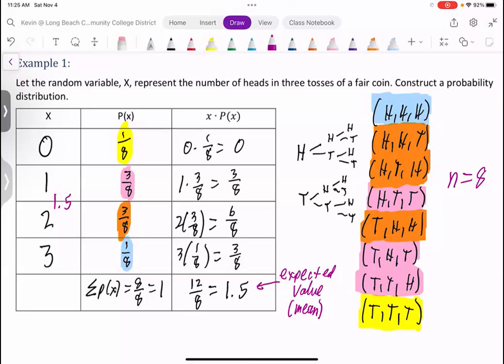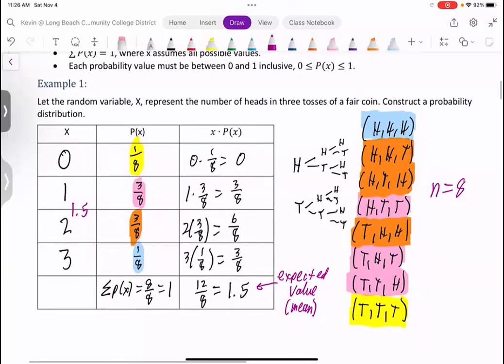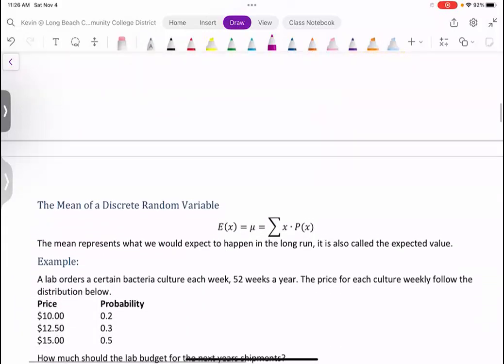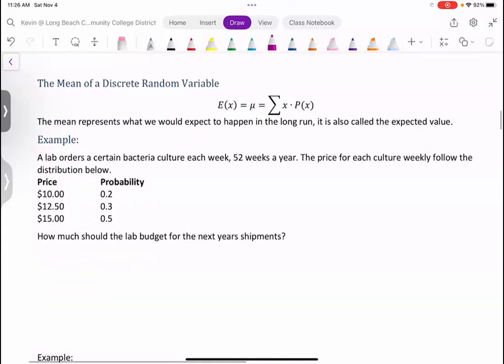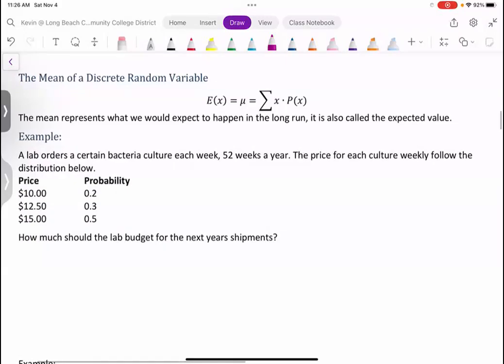So let's do some more with expected value. And here is a formalized formula for what we just did to find the expected value, this one here. There's that x times p of x. And this is how we find the expected value, or the mean.